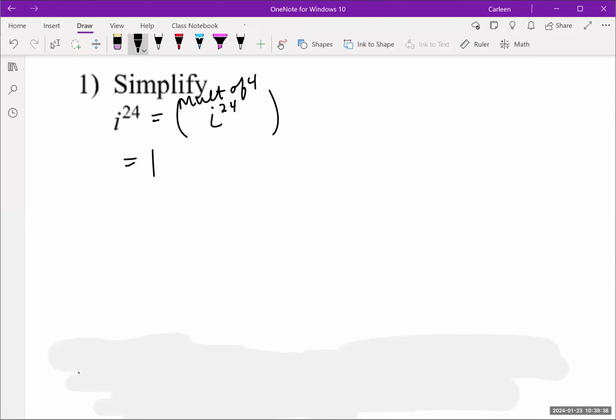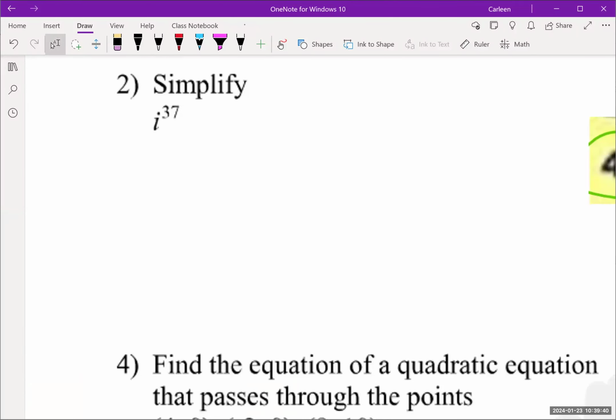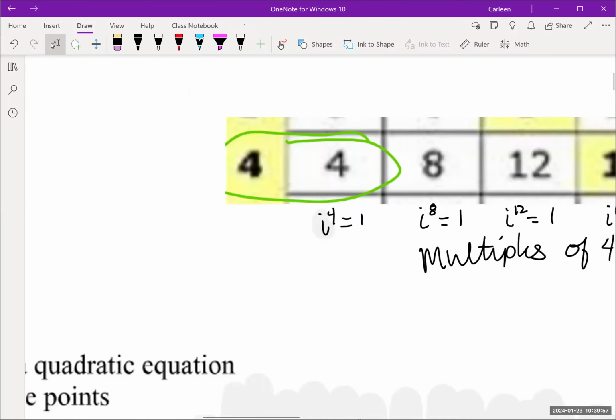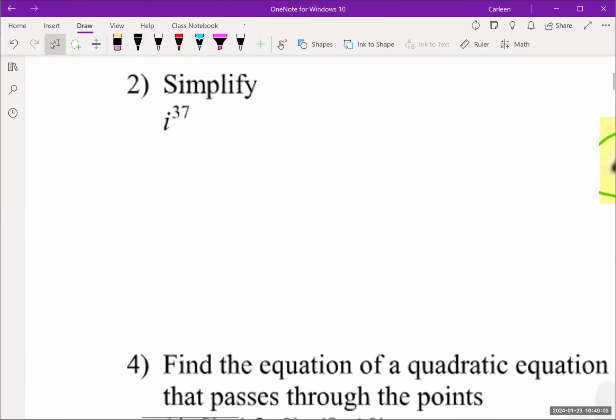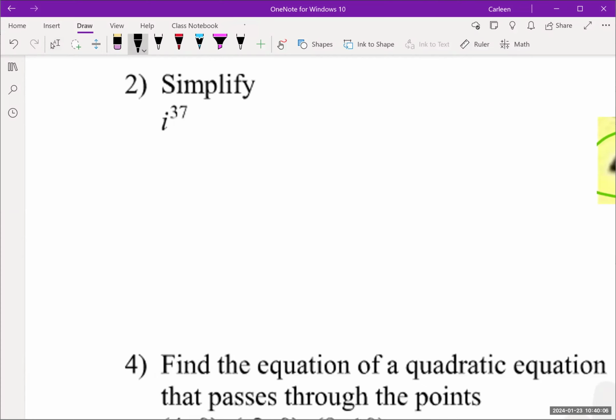All right. So let's go on to the next one. i to the 37th. Now there are multiple ways of doing this. There's one that uses a division and uses the decimals. There's one that uses a division and uses the remainder. But this is the way we're going to do it for right now. Okay, so I want the multiple of 4 that gets me the closest to 37. So we're going to have the multiple of 4 and the leftovers.